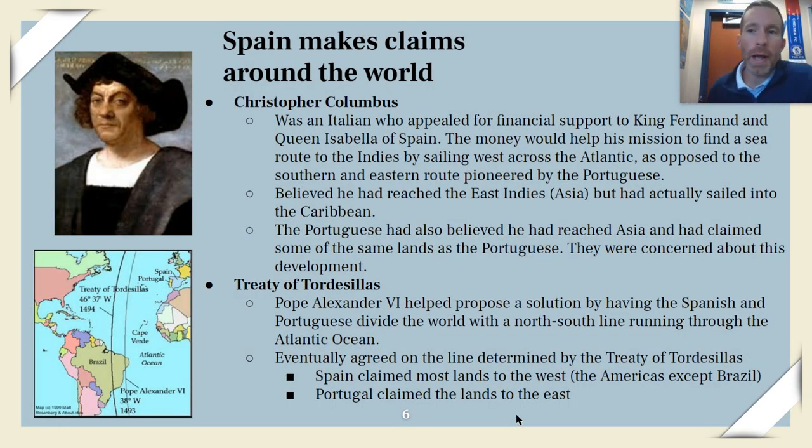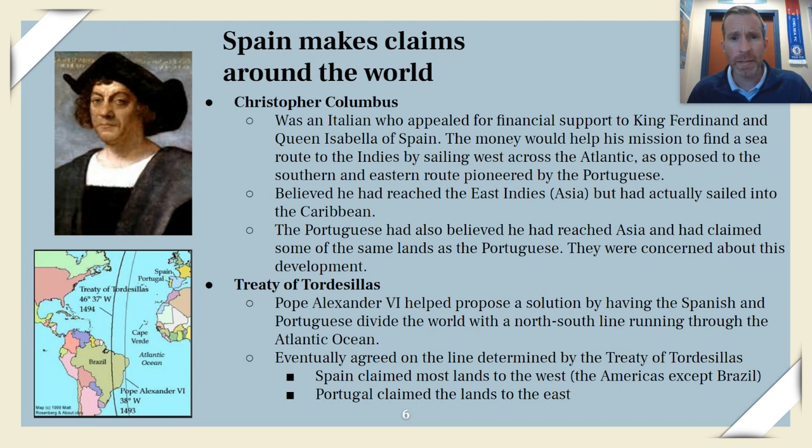Christopher Columbus, for the Spanish, is going to be thinking there's got to be a better way. There's got to be a more efficient way to get to Asia. And he has the bright idea that he can get to Asia by sailing west into the open waters of the Atlantic Ocean, where he can find a route to the Indies, the Spice Islands, now Southeast Asia, and India.